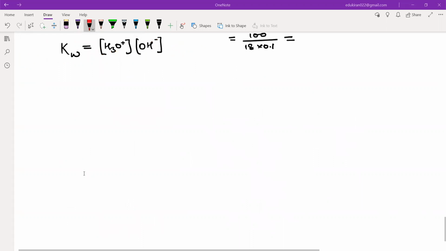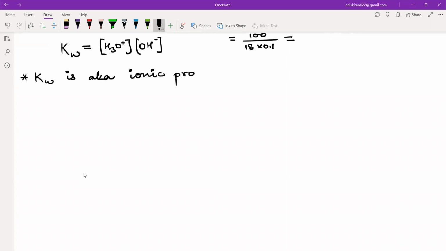Now write with me. Kw is the equilibrium constant multiplied by the concentration. The equilibrium constant is a constant, the concentration of water is also a constant, and hence Kw is a constant. But what is Kw also known as? Kw is known as the ionic product of water.